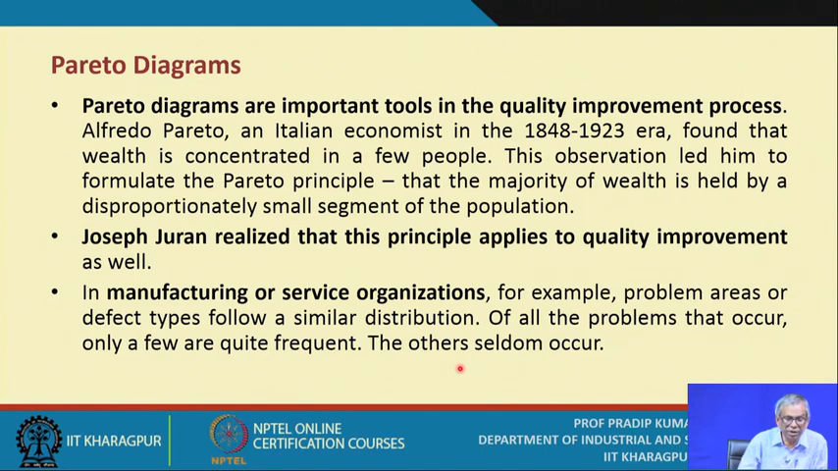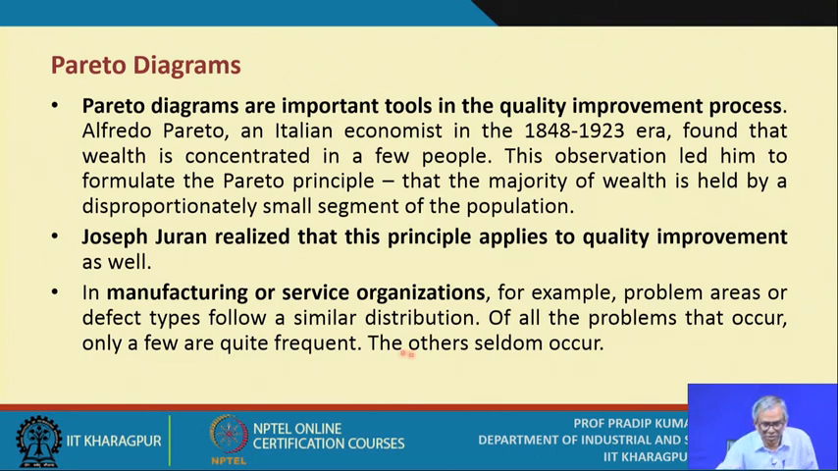This observation led him to formulate the Pareto principle, that the majority of the wealth is held by a disproportionately small segment of the population. So this was his conclusion, and I think you can draw these conclusions even today for any nation, whatever may be the reasons. Joseph Juran realized that this principle applies to quality improvement as well.